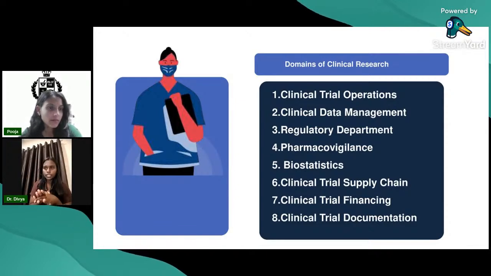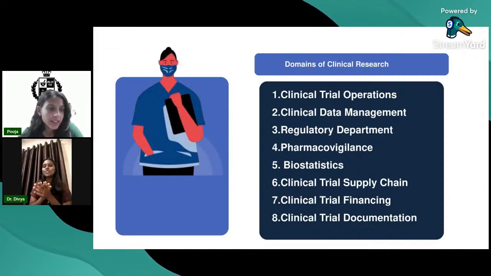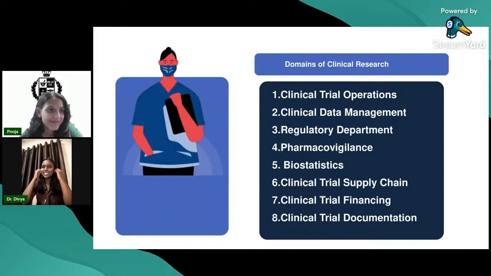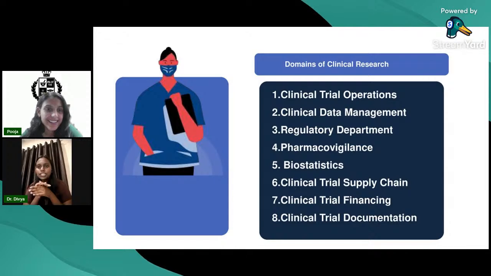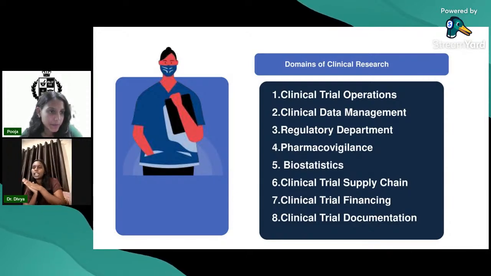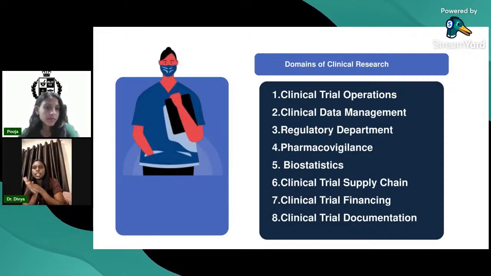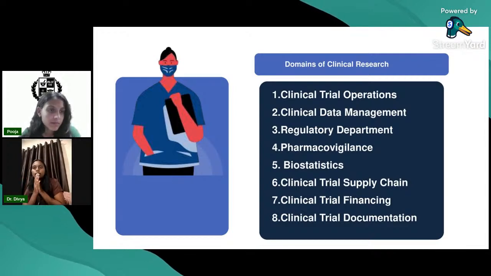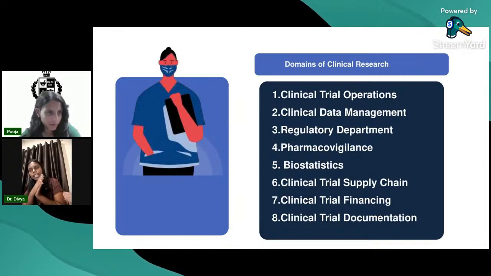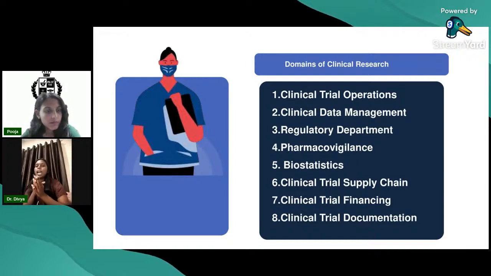And the fifth domain is biostatistics. I think if any fourth or fifth year students are here, it's their favorite subject, biostatistics, if I'm not wrong. The statisticians are involved at the start and the end of the trial. At the start, they determine the optimal sample size for the clinical trial and design how the results will be analyzed. At the end of the trial, they analyze the results and tell you about whatever hypothesis you predicted.